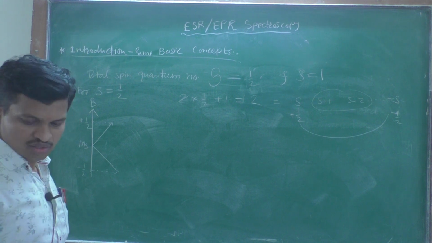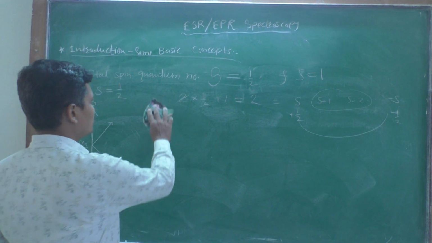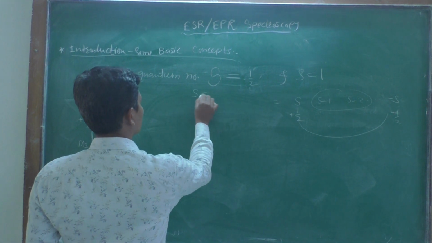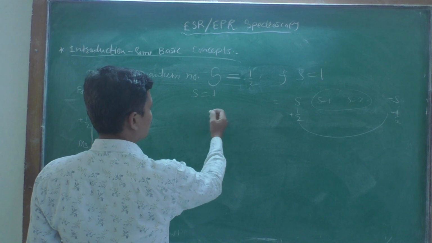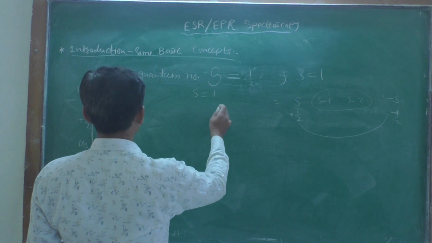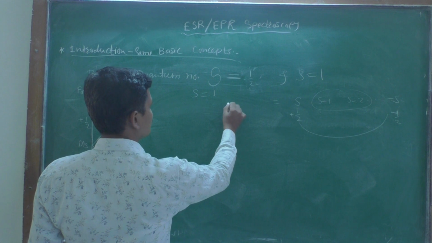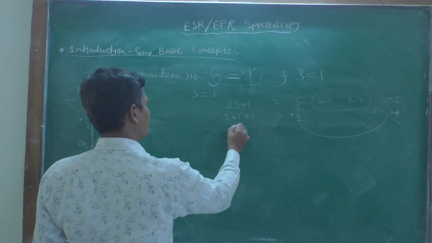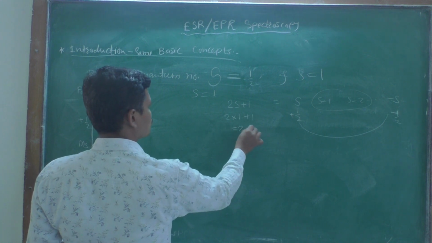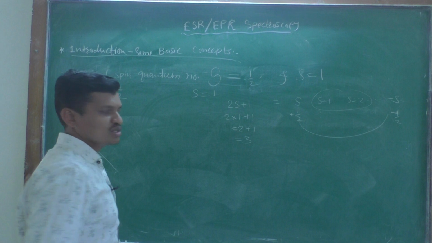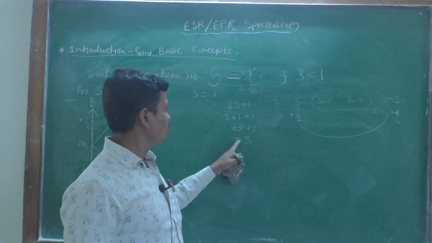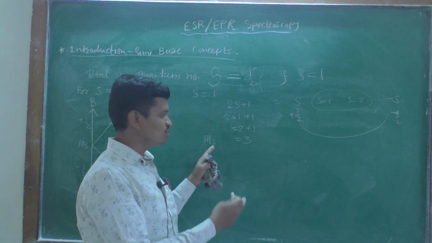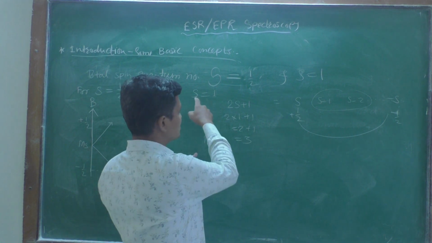Now for capital S is equal to 1, how many possible values are there for ms values? It is given by 2S plus 1, so 2 into 1 plus 1, that is equal to 2 plus 1, that is equal to 3. So 3 values are possible for ms. Only 3 for S is equal to 1.